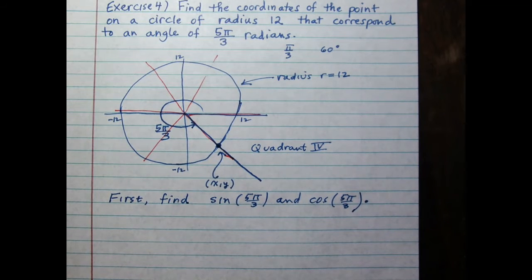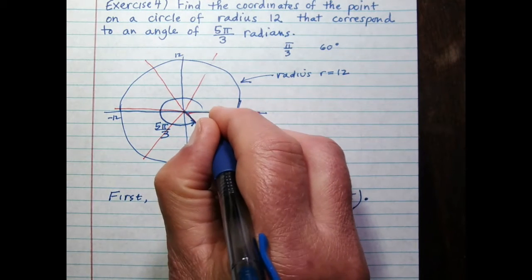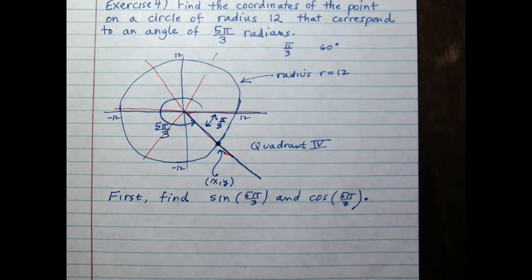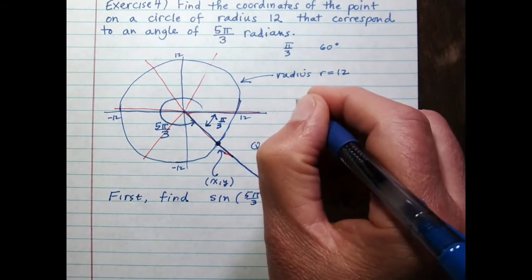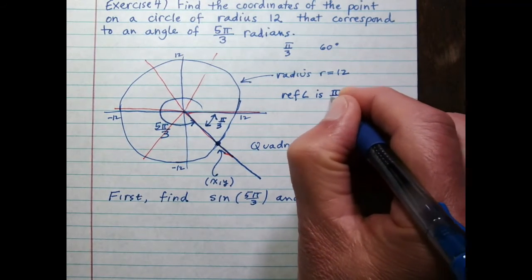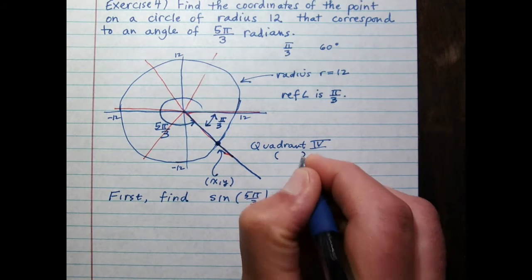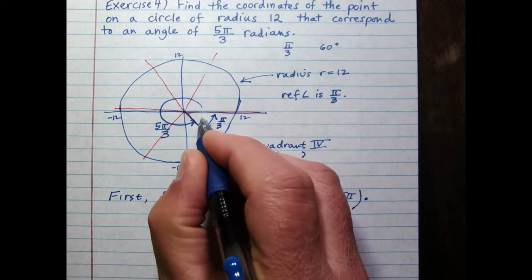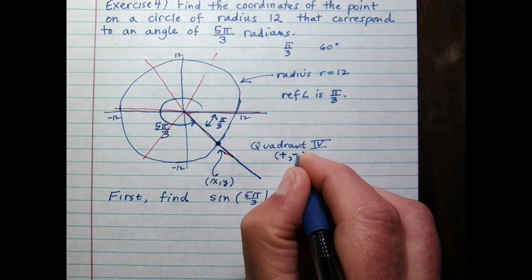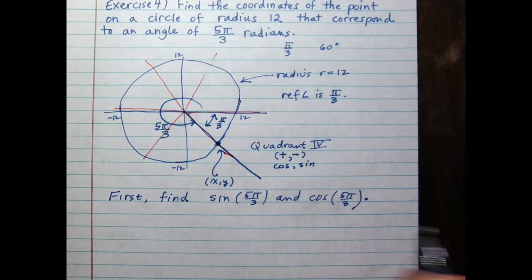Now, in order to find the sine and cosine of these two, I need a reference angle. My reference angle is right here, and I think you can see that's pi over 3. That's another copy of 60 degrees. So maybe I'll write up above, the reference angle is pi over 3. And in quadrant 4, now let's think about what our coordinates are going to be. In quadrant 4, x's are positive, y's are negative. So x is telling me about cosine, y is telling me about sine.